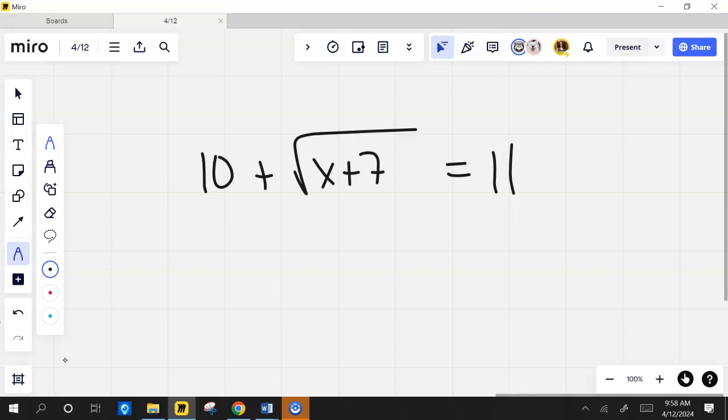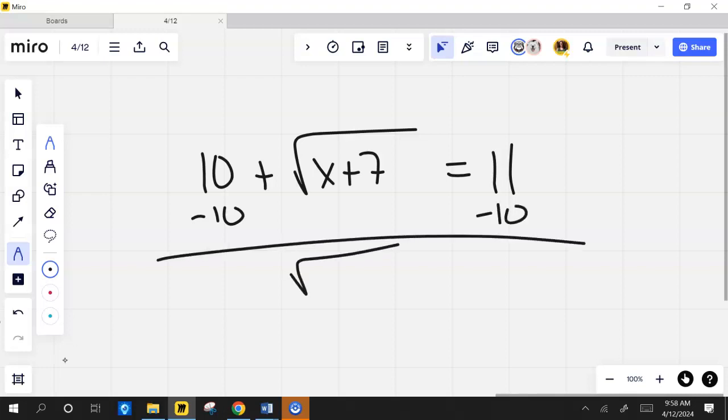What's your first step? That's right. Isolate the radical, right? Which means I need to subtract 10. You're right. So if I move the 10, I end up with x plus 7 equals 1, right? Now my radical is isolated. Do we see that?